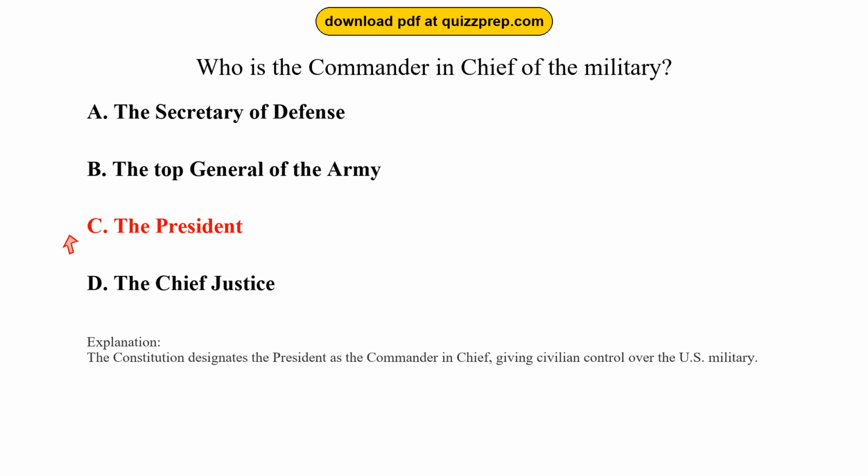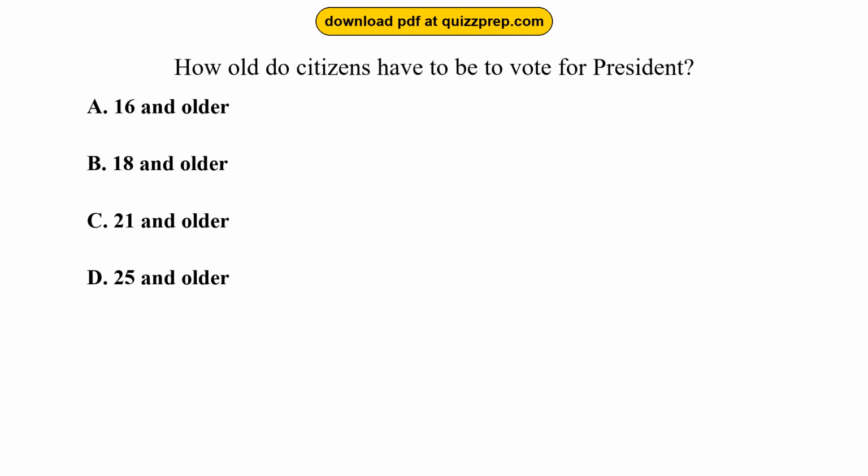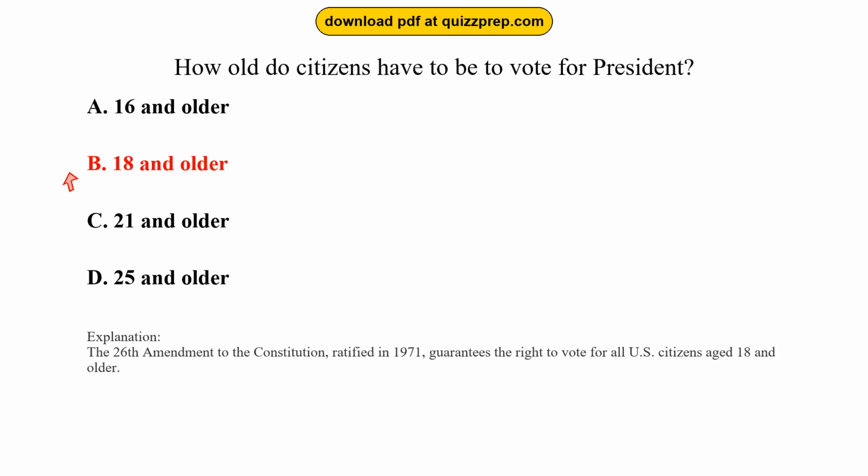Question 47. How old do citizens have to be to vote for president? Option A, 16 and older. Option B, 18 and older. Option C, 21 and older. Option D, 25 and older. The correct answer is option B, 18 and older. The 26th Amendment to the Constitution, ratified in 1971, guarantees the right to vote for all U.S. citizens aged 18 and older.